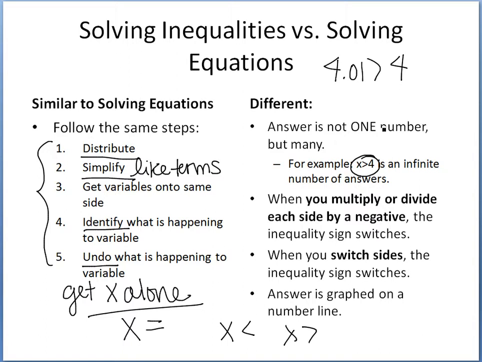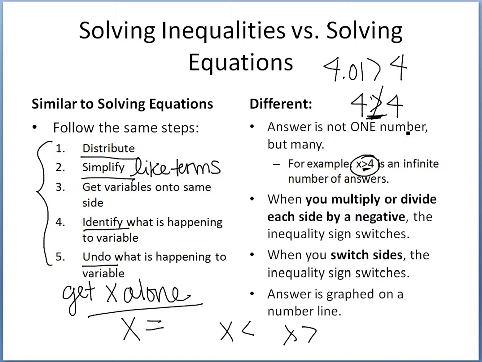Okay, one answer that wouldn't be a part of this is 4. 4 is not greater than itself. That's not true here because we don't have the or equal to. If we had the or equal to, then 4 would be greater than or equal to 4. That would count.